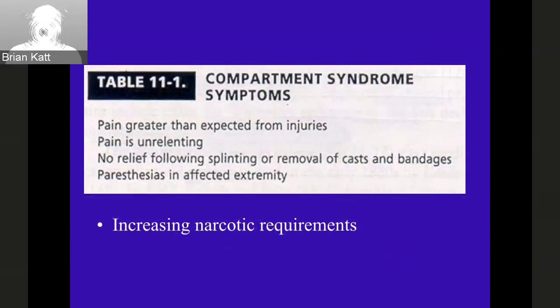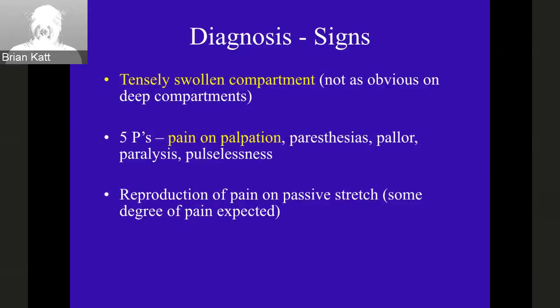So this is what I said, the increasing narcotic requirements. The pain is unrelenting, greater than expected. Removing the cast or bandages still doesn't help. And then the paresthesias, because the nerves are involved as well. Densely swollen compartment, and I make this point too, because when we talk about leg fasciotomy, that deep posterior compartment, you may not be able to readily assess that just by squeezing it. You're feeling the gastrocsoleus complex, and then certainly you can feel the anterior compartment, but you might not be able to feel deep down.